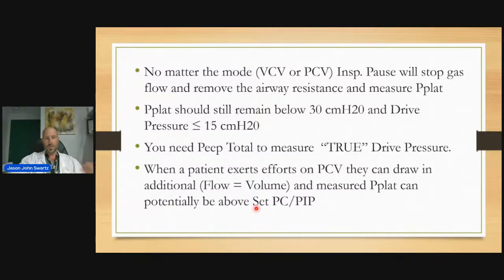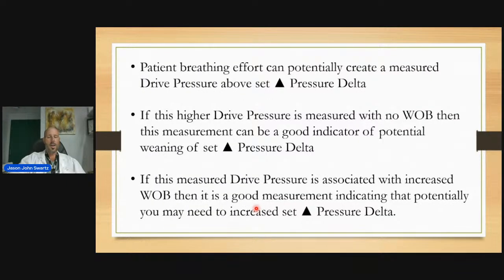So I'm just repeating myself. You need the total PEEP to measure true drive pressure, and when a patient exerts effort on ACPC pressure control, they draw additional flow, aka volume. So you'll potentially get measured plateaus that can be above the set parameter. It might not be clear the way I wrote it, but I'm sending this to the staff after. When you do see that, just understand that what is above is the patient's own work that they're doing.